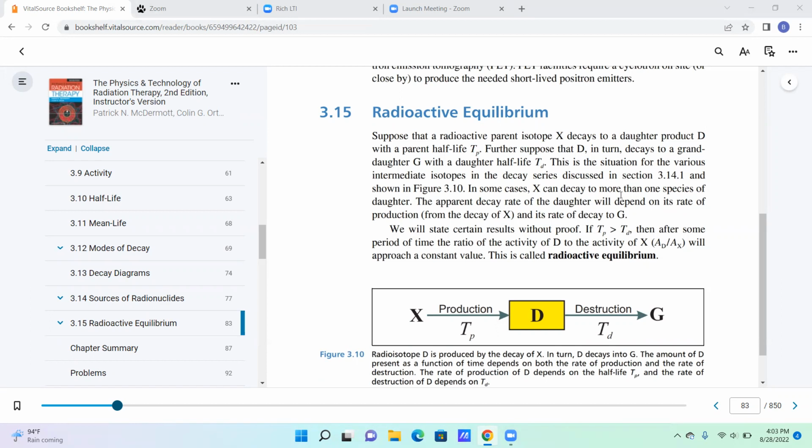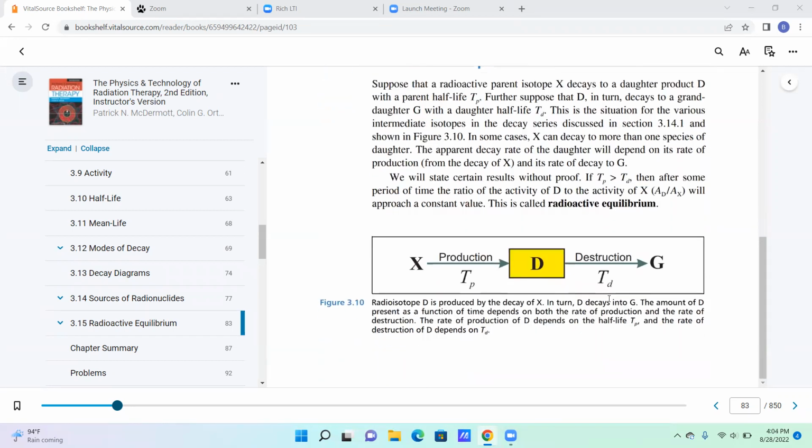So in some cases, X can decay to more than one species of daughter. The apparent decay rate of the daughter will depend on its rate of production and its rate of decay to G. We will state certain results without proof, but if the half-life of the parent is greater than the half-life of the daughter, then after some period of time, the ratio of the activity of D to the activity of X will approach a constant value, and that is called a radioactive equilibrium.